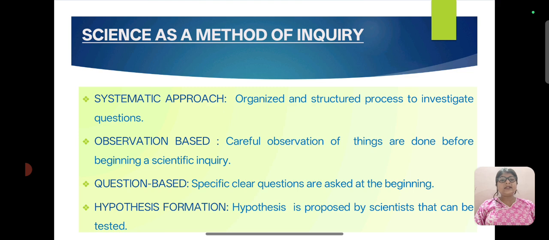Science is a systematic way of finding answers to questions about the world around us. It follows an organized and logical process. Scientists begin with careful observation of natural events or phenomena that occur around us. After observing, they ask clear questions about it. Next, scientists develop a hypothesis, which is a possible explanation of that event and that can be tested.